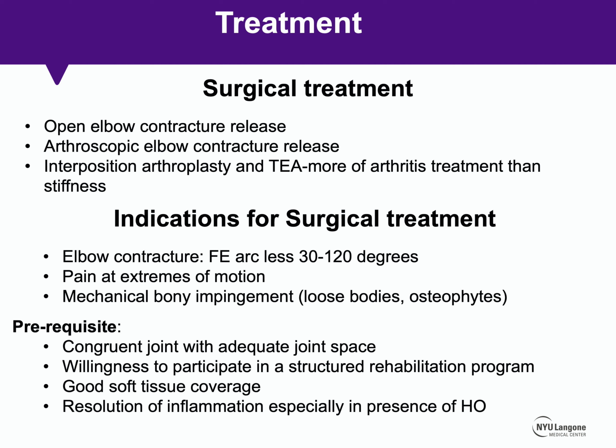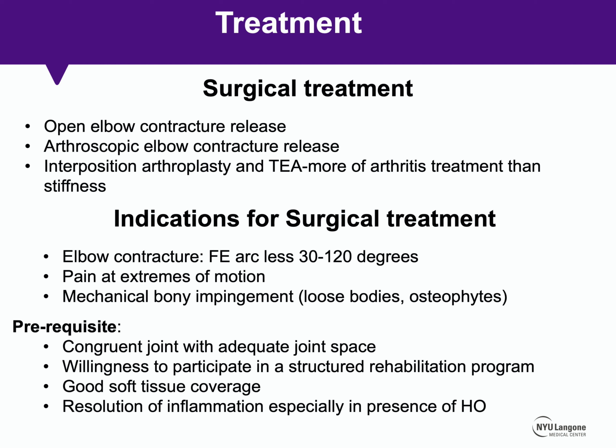So indications for elbow contracture release is a flexion extension arc less than 30 to 120 degrees, and if a patient relies on extremes of range of motion for their activity, like athletes, this range may be lower. Presence of pain at the extreme of motion, and presence of a mechanical bony impingement like loose body or osteophytes, which are less likely to respond to non-surgical treatment.